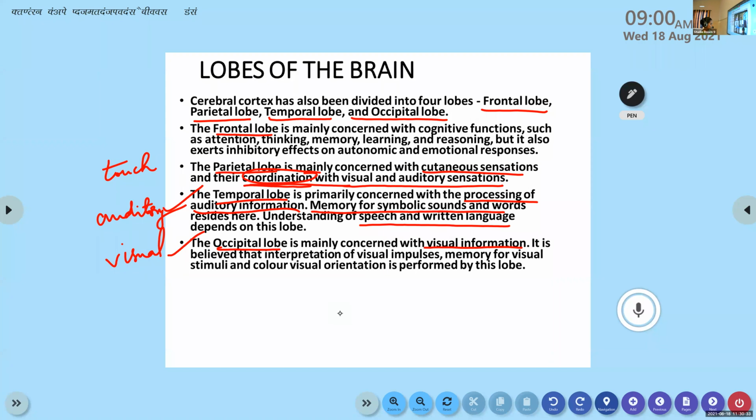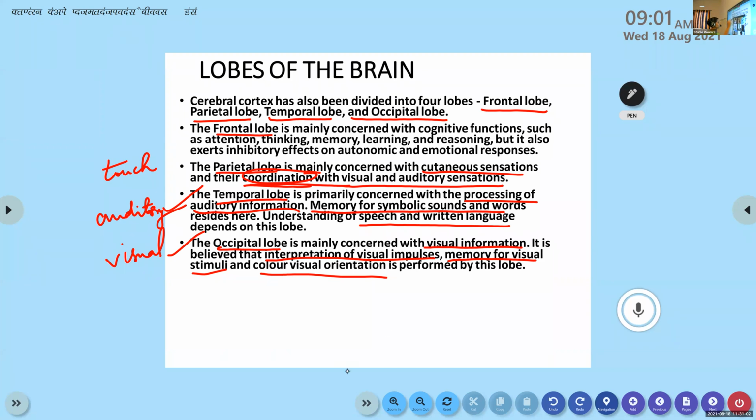Then to process that this is the person, that is, to process the visual stimulus, you also need the help of this lobe, the occipital lobe. The occipital lobe is mainly concerned with the visual information that you get from the environment: interpretation of visual impulses, that is, processing of visual information or visual stimuli. Then memory for visual stimuli. Then color visual orientation. Everything is performed by this lobe.